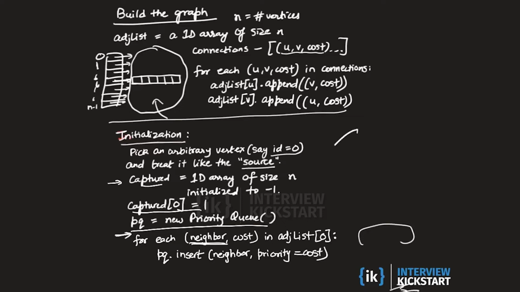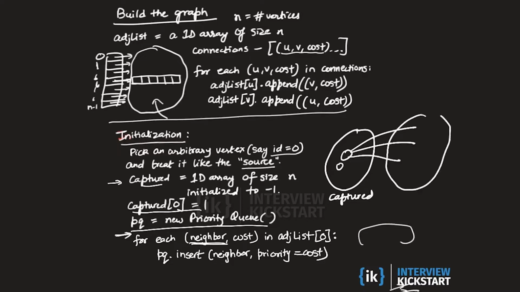So what we have at this point is basically this captured set on the left with just the vertex with ID 0 in it, and if it had, let's say, 3 neighbors, we have all the other vertices on the right hand side. Most of them lie undiscovered over here, but 3 of those vertices, which are the neighbors of 0, lie in the priority queue, and their priority values are basically the costs of these 3 edges.